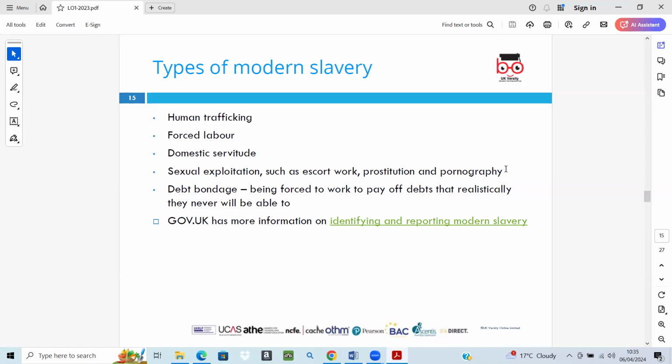And if we discuss debt bondage, what is debt bondage? It's making someone work to pay off a debt, often under conditions where the debt is impossible to repay, leading to a cycle of exploitation. So again, we have a link from the gov.uk website, and that has more information about identifying and reporting modern slavery.